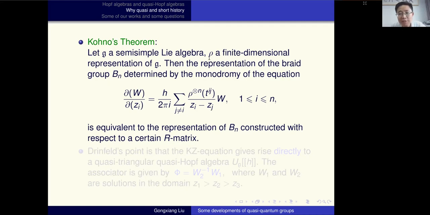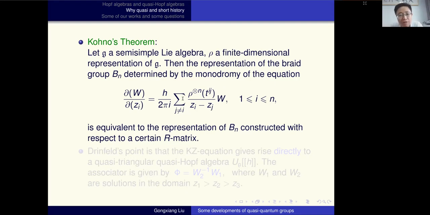So I think Drinfeld wanted to give a direct understanding of the Kohno theorem. He thinks this question will provide us a universal R matrix, or something similar to a universal R matrix. Such kinds of elements should exist.